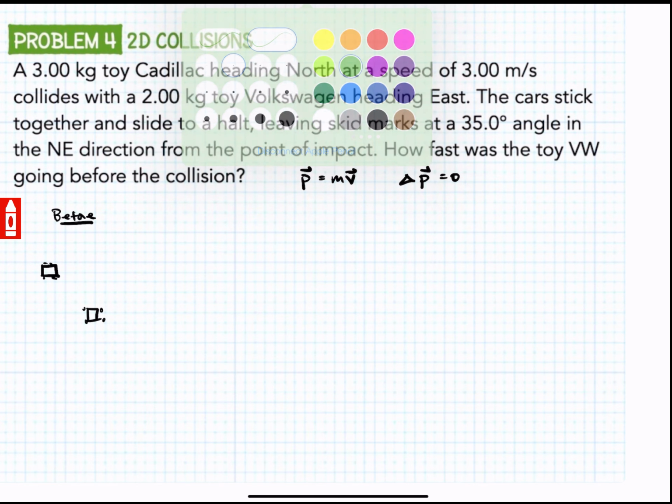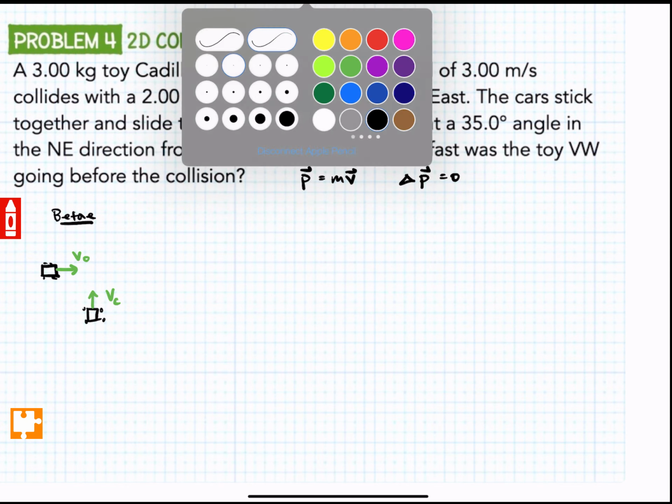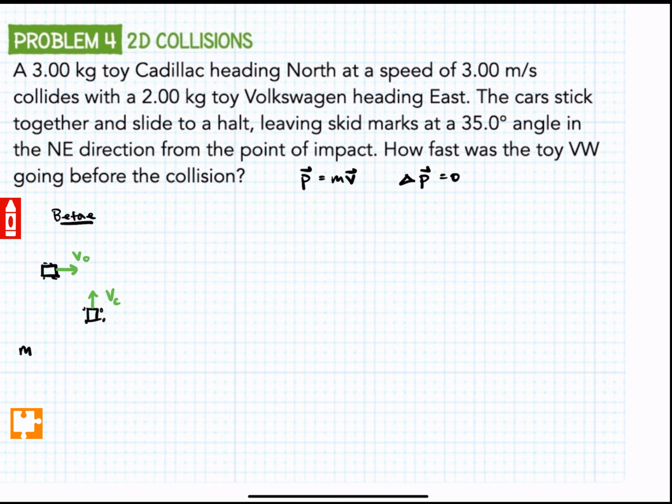And they have initial velocities. We'll call this V naught, and we'll call this V Cadillac. Now these cars have masses, so this is our Volkswagen, and this is our Cadillac. The mass of our Volkswagen we'll call little m, that's 2 kilograms. And then the mass of the Cadillac we'll call big M, and that's 3 kilograms.